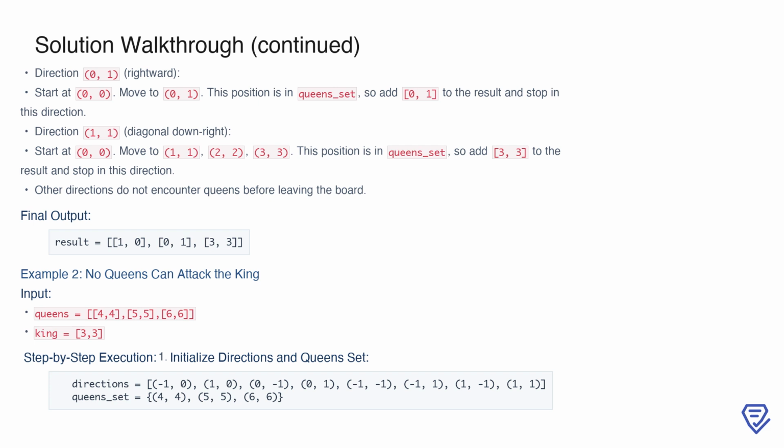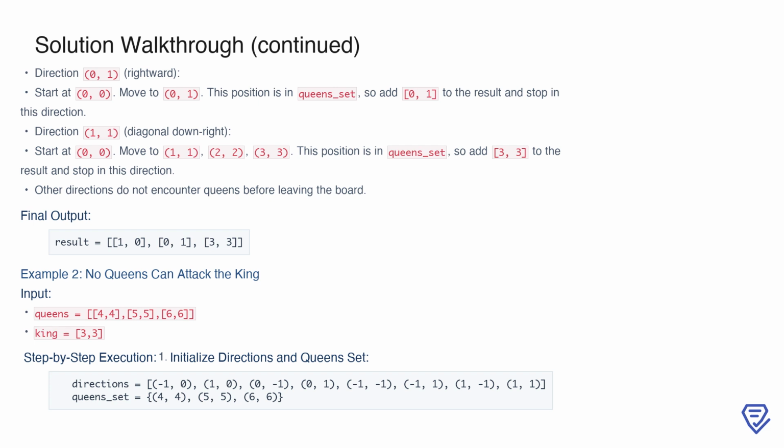Next, we consider the diagonal down-right direction. From 0, 0, we move to 1, 1, then 2, 2, and finally 3, 3. Here, we find a queen in the queen's set, so we add 3, 3 to our result and stop in this direction. The remaining directions do not lead to any queens before going off the board.